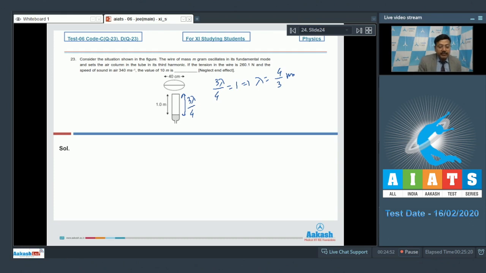and this will give us the frequency of the sound wave, because we can find the frequency simply by dividing the speed by wavelength. The speed is given as 340, so it's 340 divided by 4 by 3, and if I divide this, this is 85 into 3, so this is 255 Hertz. That is the frequency of the sound wave, and that must also be the frequency of the string. Now we have frequency as 255 Hertz.